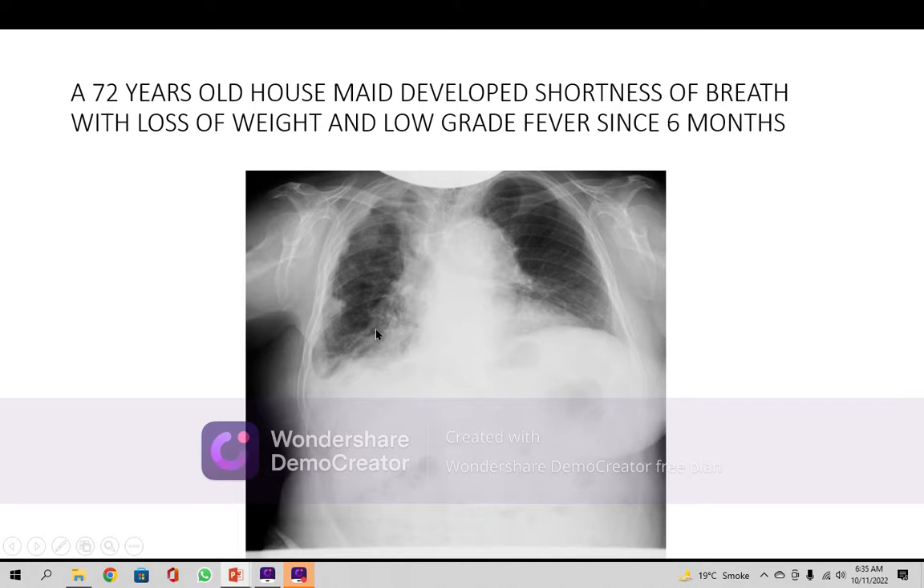So in other investigations you can do the lateral view of the right side. The HRCT is helpful, and the pulmonary function test will reveal interstitial lung disease, fibrotic reaction, and you can do the sputum for AFB and culture and sensitivity.